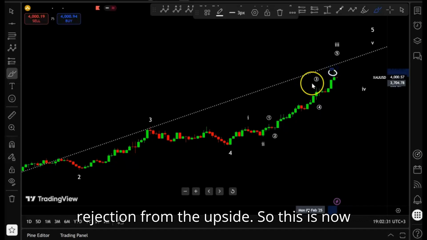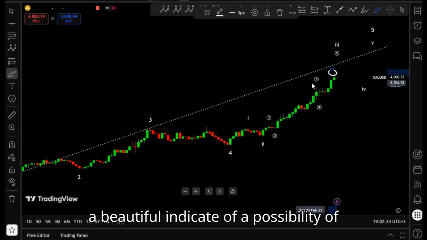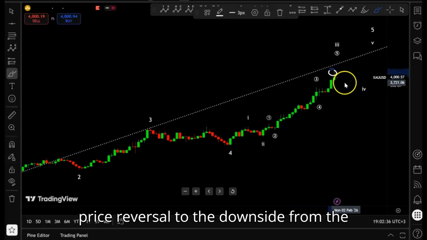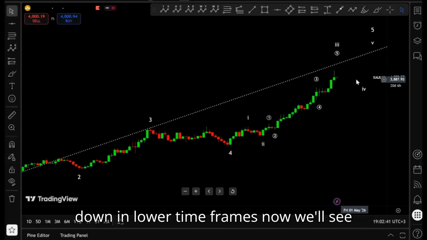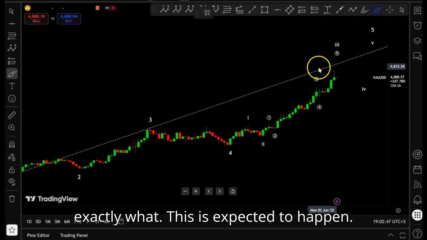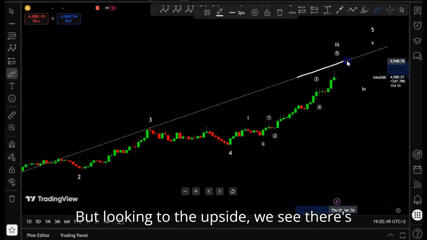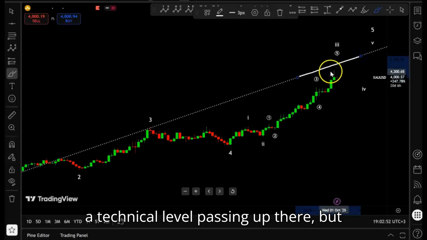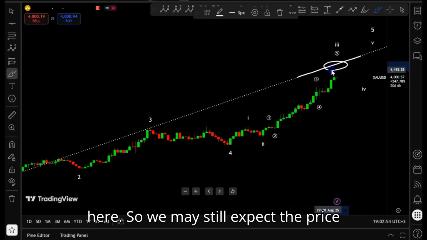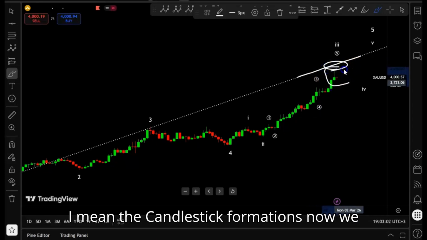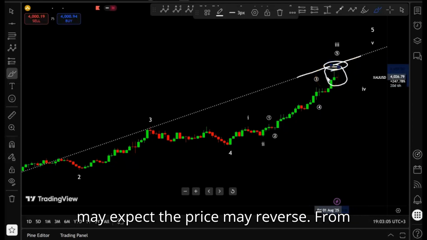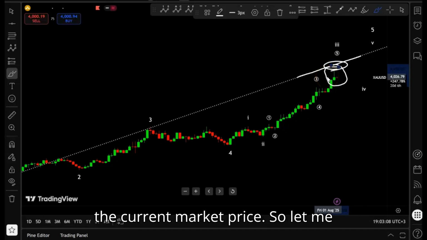But now looking back on the previous candle, we see it had rejection from the upside. So this is now a beautiful indicator of a possibility of price reversal to the downside from the current market price. But now those are just overall projections, and as we go down in lower time frames, now we'll see exactly what is expected to happen. But looking to the upside, we see there's a technical level passing up there, but price has not already touched this region here. So we may still expect the price to push to the upside to this technical level, but based on candlestick patterns, the candlestick formations, now we may expect the price may reverse from the current market price.